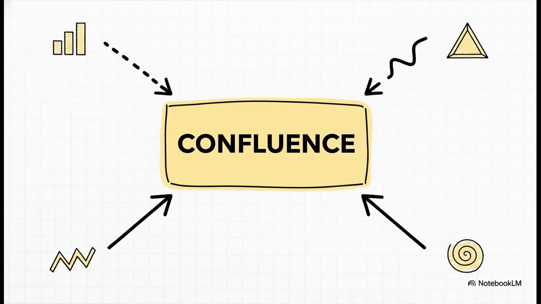And this leads us to probably the most important concept in this whole process, confluence. Confluence is the idea that the absolute best, most reliable setups happen when different, totally independent tools all line up to point to the exact same price zone. It's a powerful intersection of evidence. It's like having 3 different witnesses all tell you the exact same story.